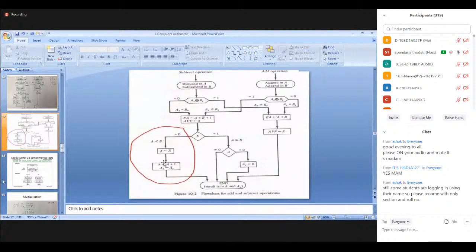That is the reason you are going to represent A in 2's complemented form. So first you convert A into A complement, and after that, that complemented value we store back in A only. To that, if you add 1, what will happen? A complement plus 1 will be your 2's complemented number.